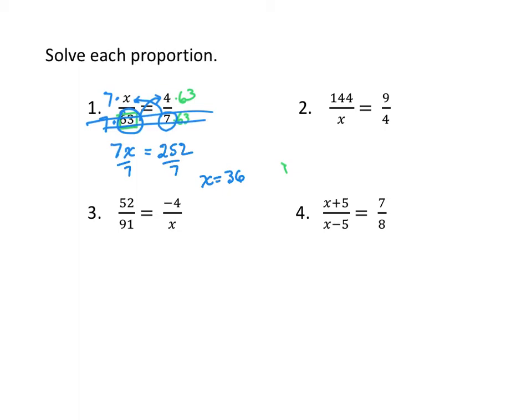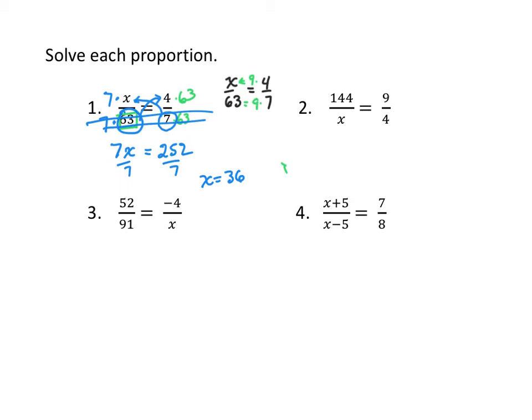Now, here's something else that's true about proportions that will help you. Oh, look, I'm not able to erase that. I don't know why. So I'm going to go back to the original problem: x over 63 equals 4 over 7. And you might have noticed, maybe you did, that 7 times 9 is 63, which means 4 times 9 has to be that number, 36.